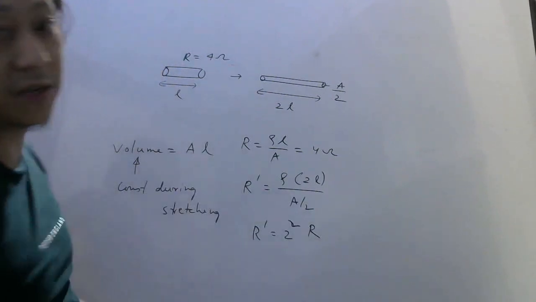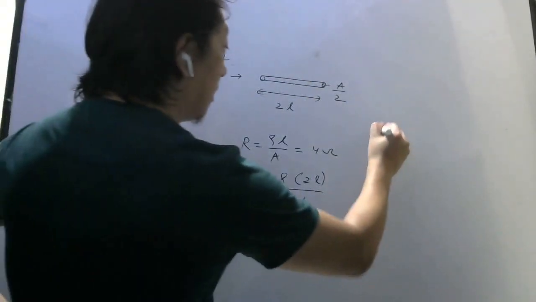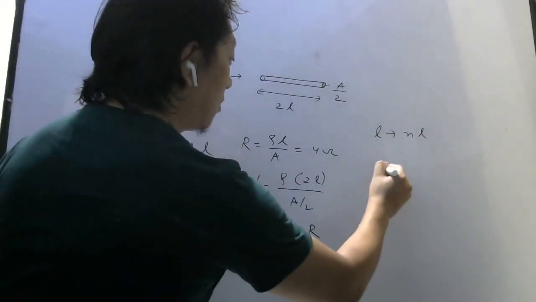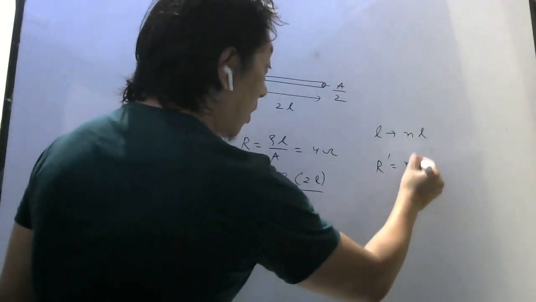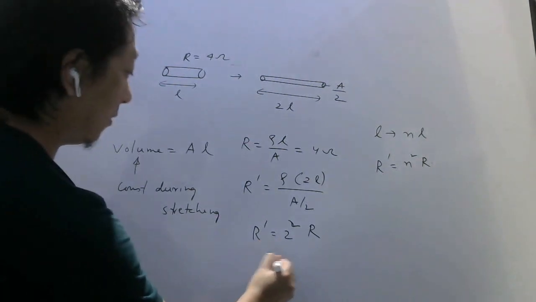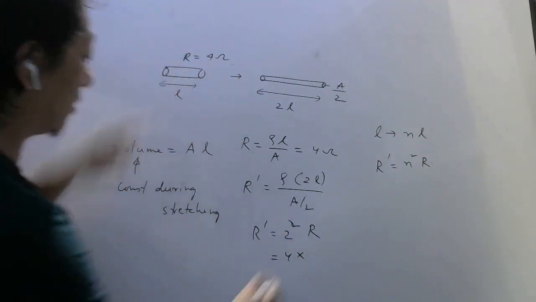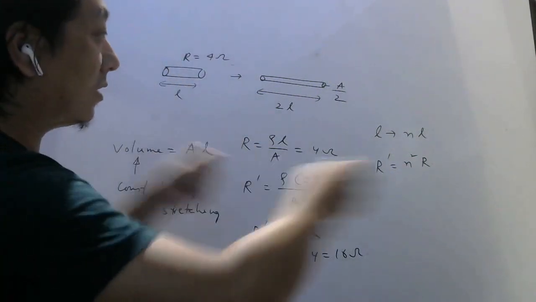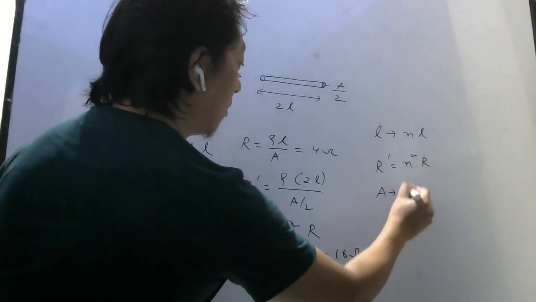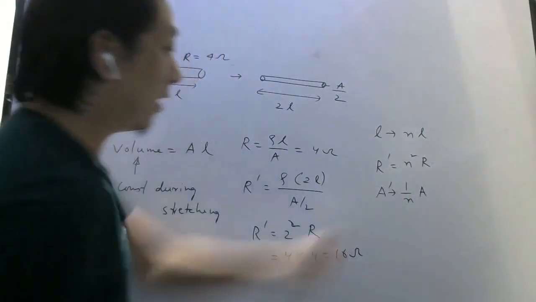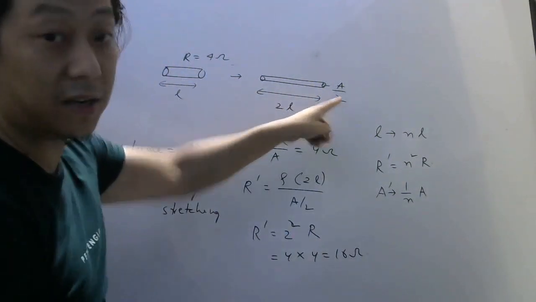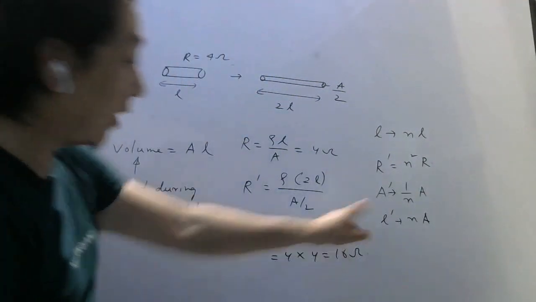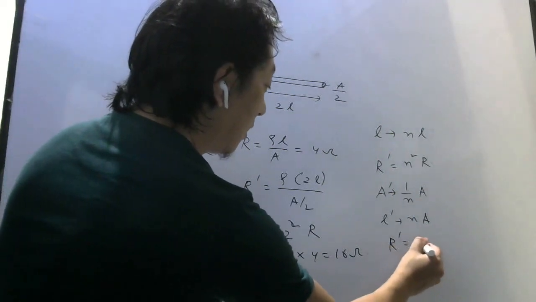This is a very common result, so please try to remember: during stretching, if length increases n times, resistance will increase n square times. So the answer will be 4 into R. What was your original resistance? 4. So the answer will be 16 ohm. Sometimes they will say the area has decreased n times. Same thing: if area has decreased n times during stretching, then length will increase n times, and if length increases n times, resistance will be n square R.